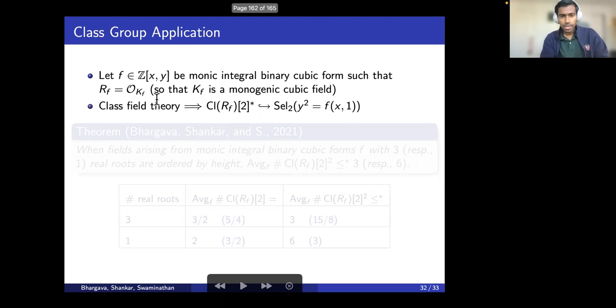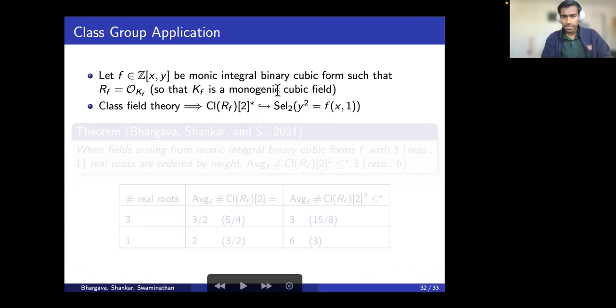So as I mentioned, there is a close connection between two torsion and the class groups of these monogenic cubic fields and two Selmer groups of elliptic curves. And so you can use class field theory to show that if you look at the dual of the two class group of this ring RF, that actually corresponds to binary quartic forms. And those binary quartic forms correspond to two Selmer elements of the elliptic curve y squared equals f of x comma 1 via the parametrization of Birch and Swinnerton-Dyer. So you can embed the dual of the two class group in this two Selmer group of this elliptic curve.